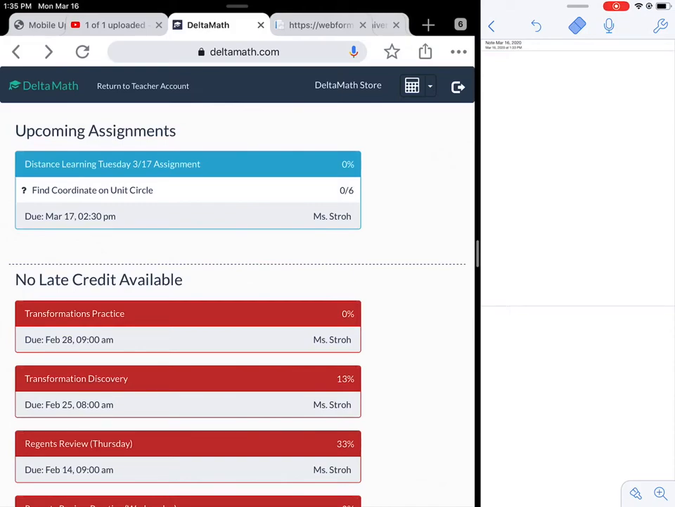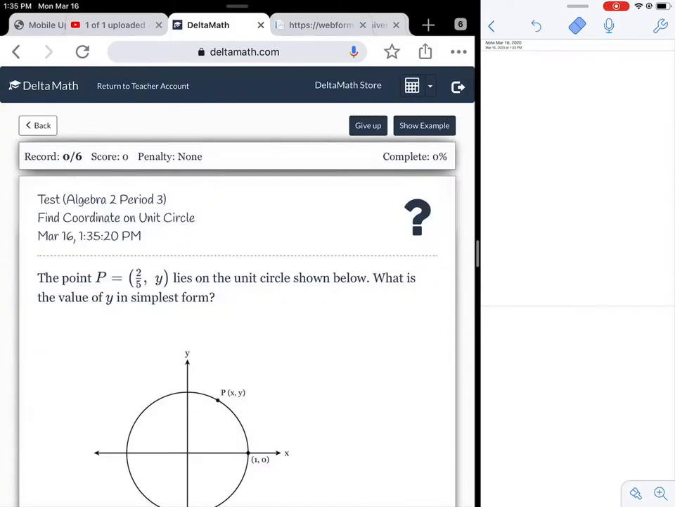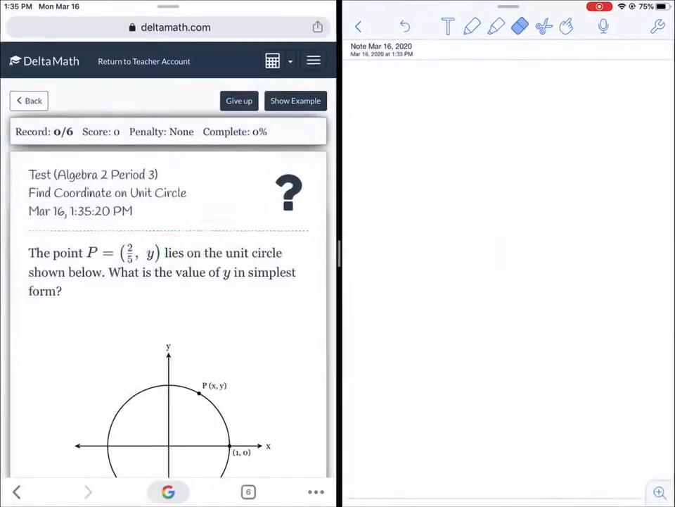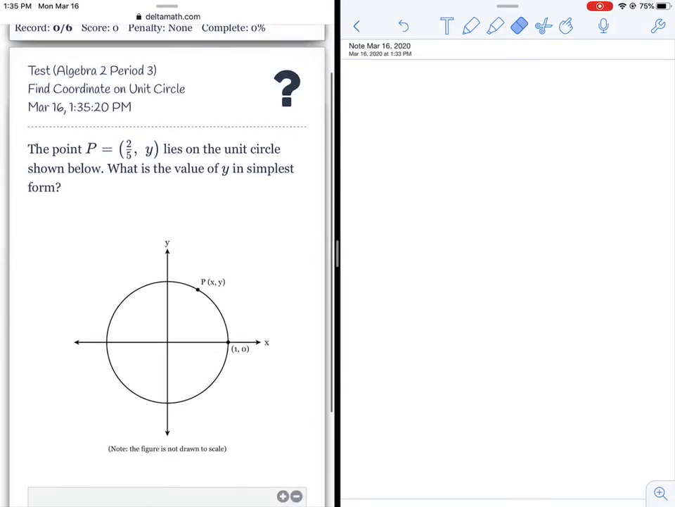What I would like you to do: I'm going to go through 2 questions with you. If you want to follow through and actually take notes, you absolutely can. But your assignment for today is actually completing these 6 questions. So you're going to log into Delta Math and click on the assignment. I'm going to do the first few with you. They are going to be different than yours, but you can see and get an idea of how you're going to do these.